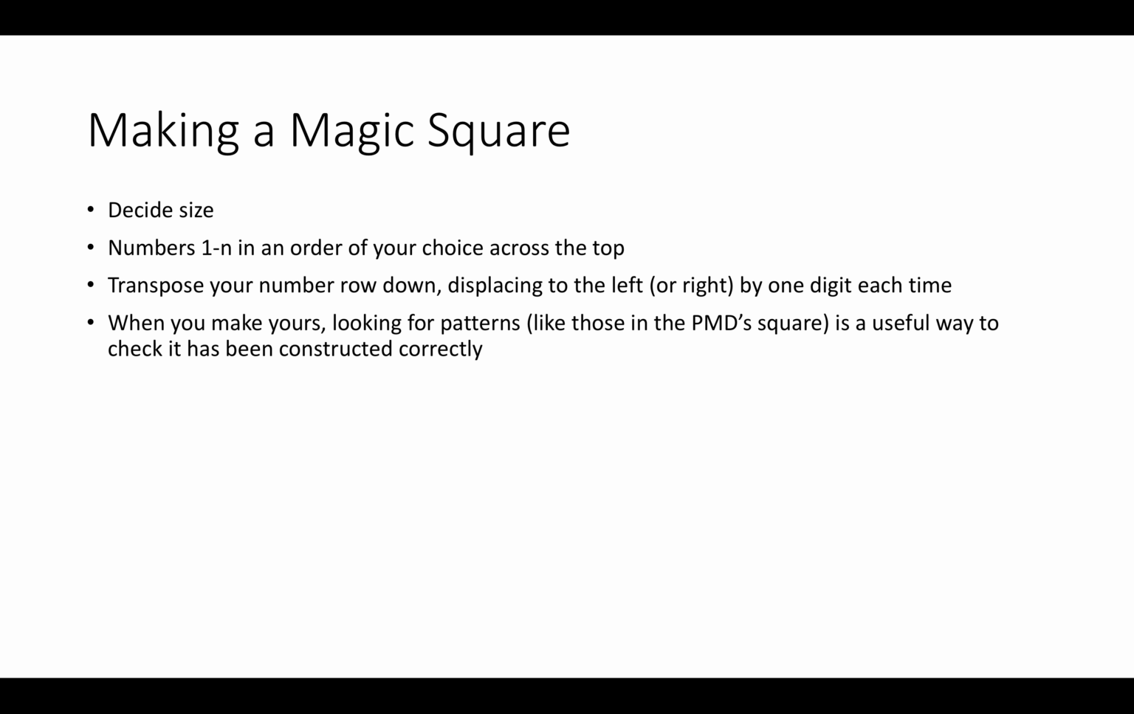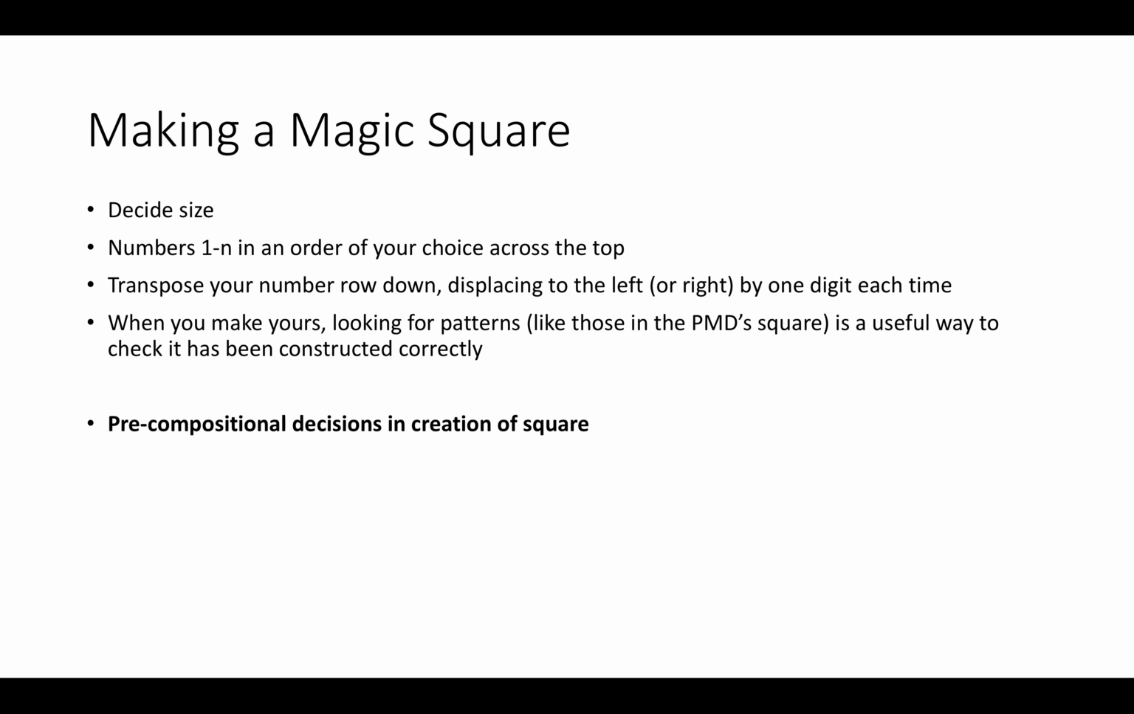In order to check your square, to see if you've got a correct magic square, you have to do 2 things. The first thing is to check your constant. So you want to check all of your rows and columns and your main 2 diagonals add up to the same number. Secondly, can you see patterns like those in Peter Maxwell Davies' square? If you have both of these things, you have created a successful magic square.